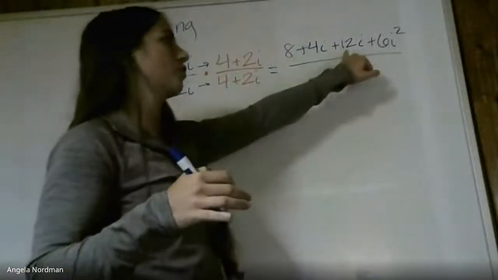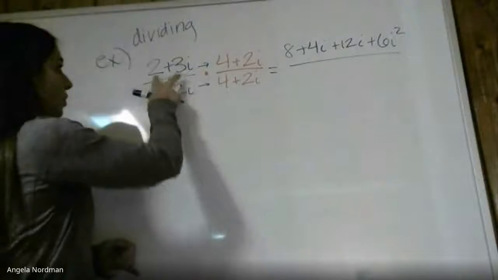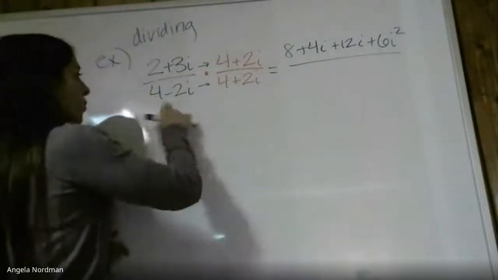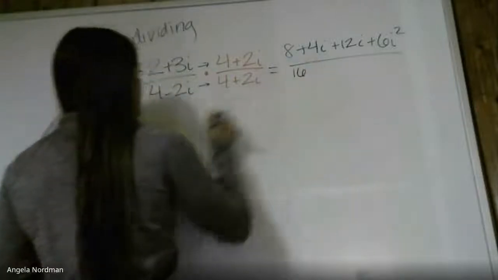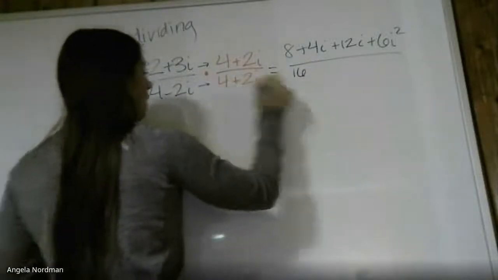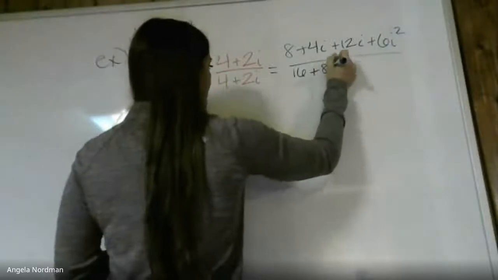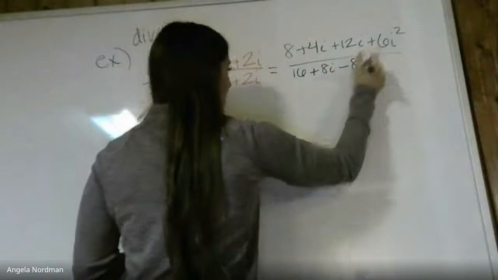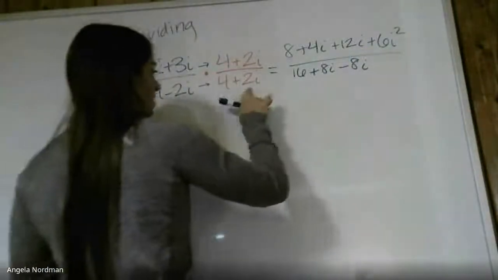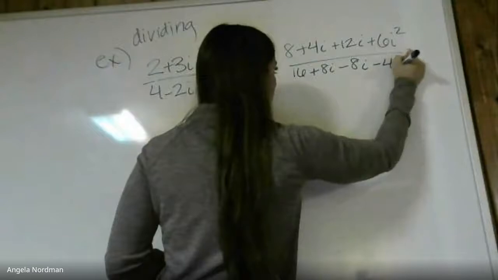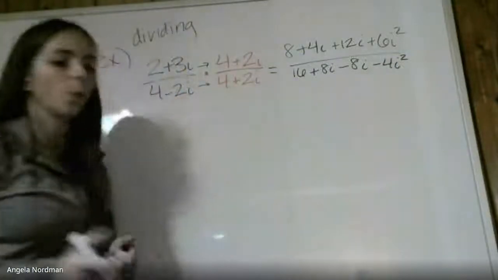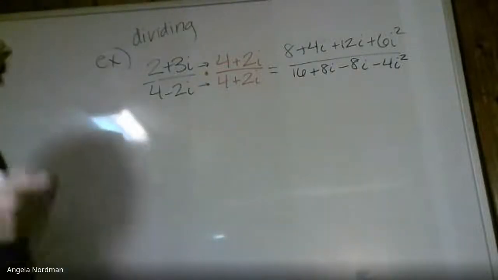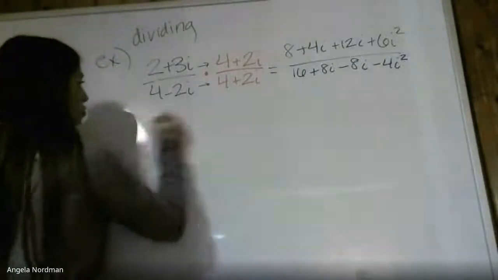Okay, now moving on to my denominator. Again, if you don't have 4 terms when you started with 4 terms, then something went wrong. So 4 times 4, 16. 4 times 2i, positive 8i. Negative 2i times 4, negative 8i. Negative 2i times positive 2i is negative 4i squared.